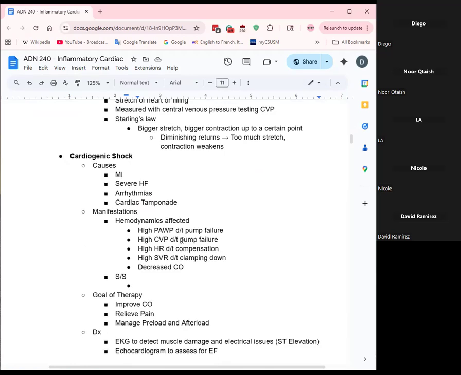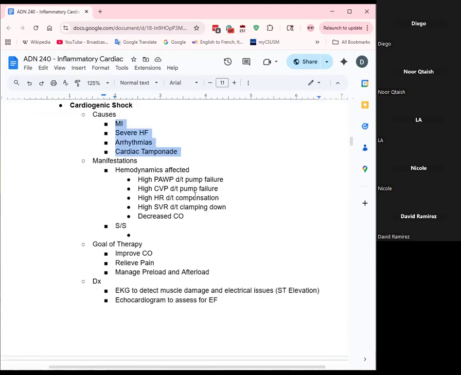So now cardiogenic shock, some of the causes are listed here. The manifestations, like we talked before: high occlusive pressure, because there's pump failure, so buildup of pressure. High CVP, pump failure, buildup of pressure. Your body is going to make the effort to compensate. So heart rate increase, respirations will be increased too. High systemic vascular resistance due to clamping down.